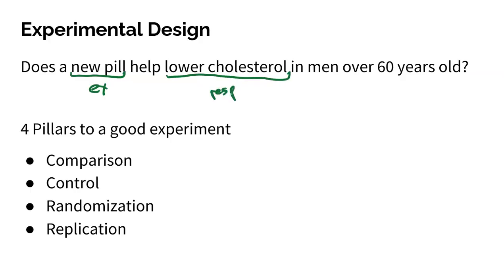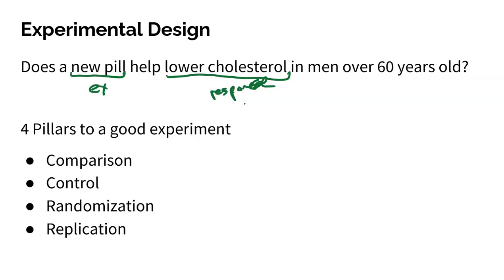Now, if I'm going to set up an experiment to do this, sorry for my terrible writing there, I need to make sure that the 4 pillars of a good experiment are all met. So let me talk briefly about them. First, comparison. Every good experiment has to have at least minimum 2 treatment groups. If I give all of the men in my experiment the new pill, and all of them have lower cholesterol or higher cholesterol or no change in their cholesterol, I'm going to learn nothing because they all got the same thing. I have nothing to compare them to.